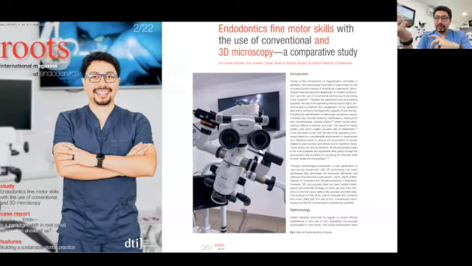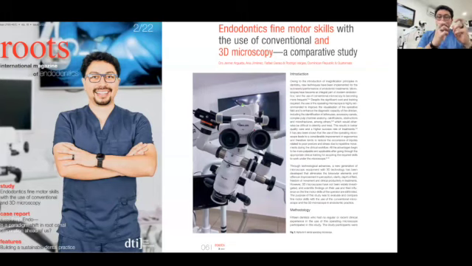And the performance was better using the 3D microscope, and the efficiency of the doctors also was better using the 3D microscope, and the time that they needed to perform the treatments also was better when using the 3D microscope. One important thing to mention, this study was performed with dentists that have zero experience using the microscope. So we trained them and then we did all the tests.